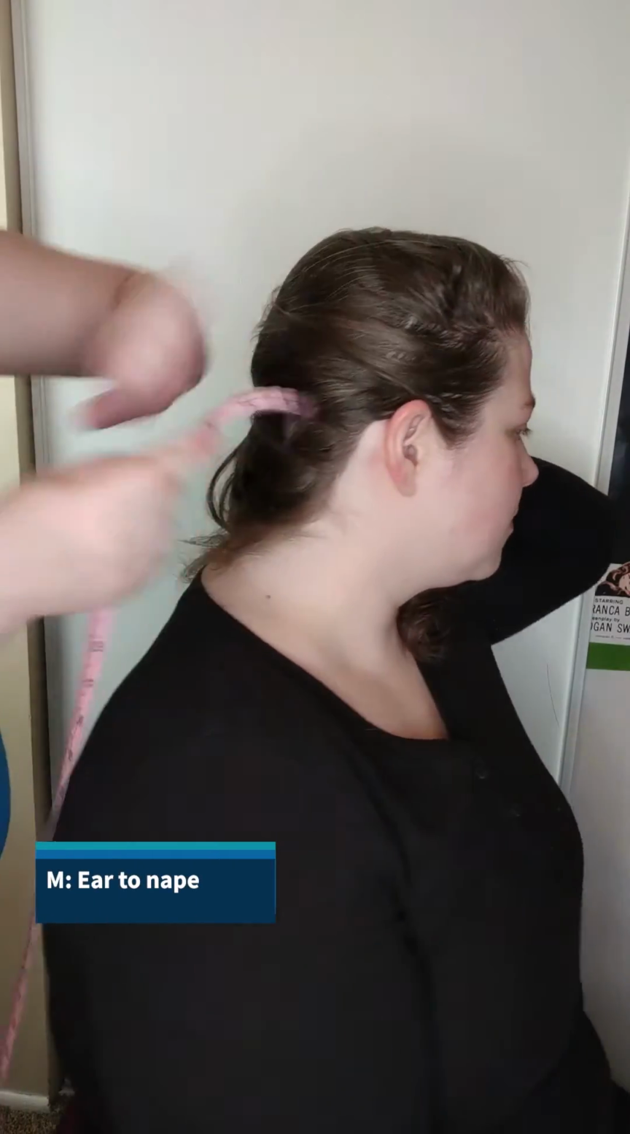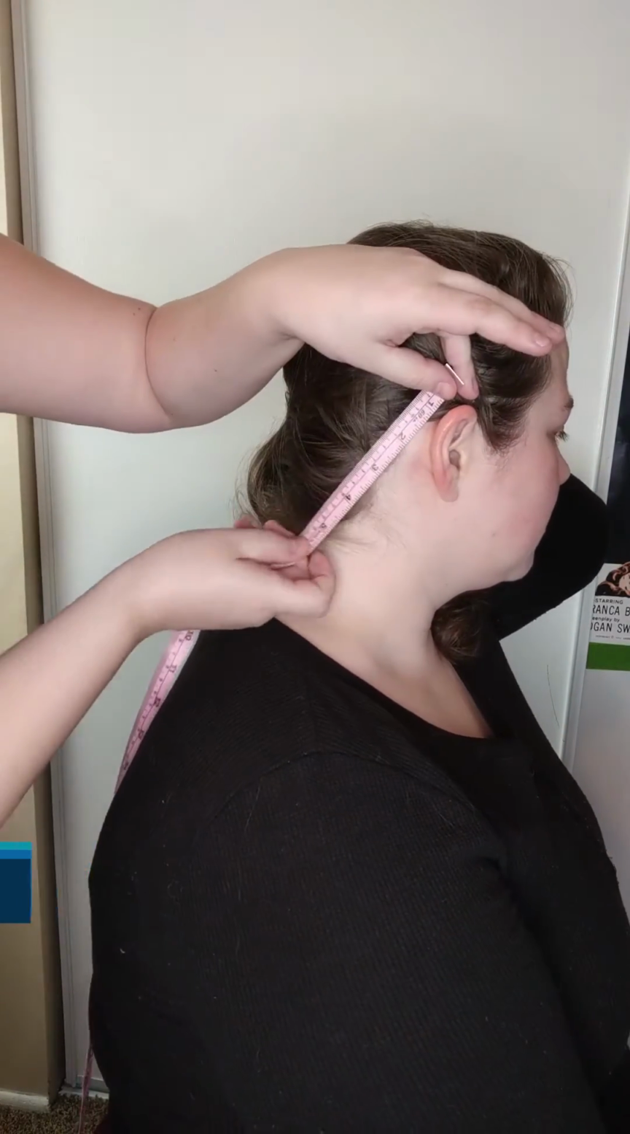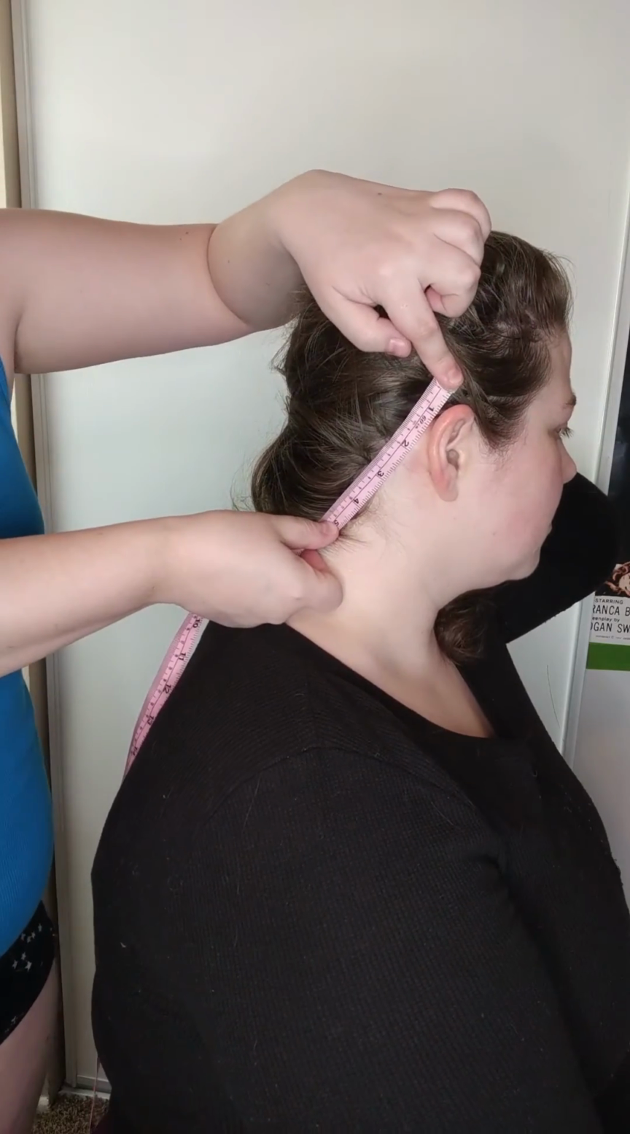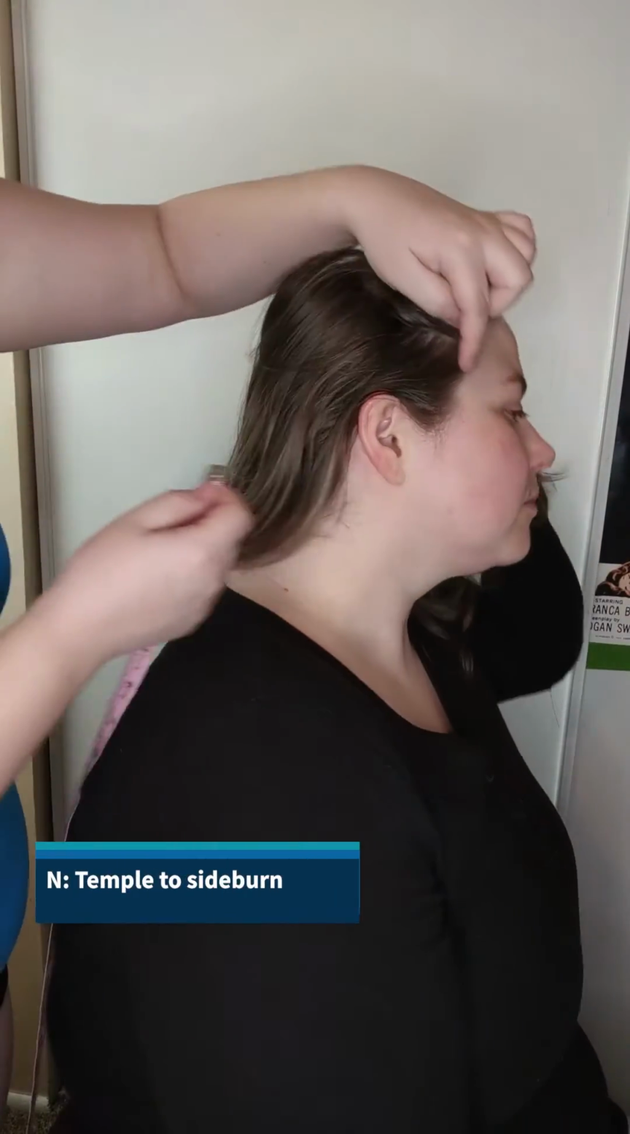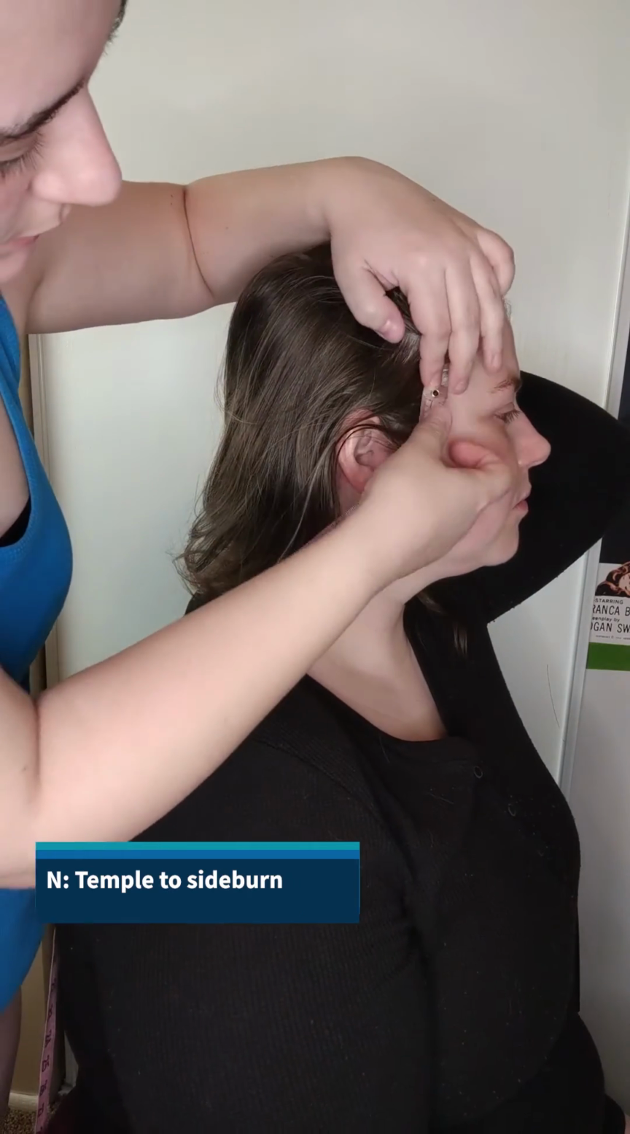Section M is ear to nape, so the top of the ear to the end of where your hair starts in the back, on the nape of the neck. And lastly, measurement N is from the temple to the furthest point on the sideburn.